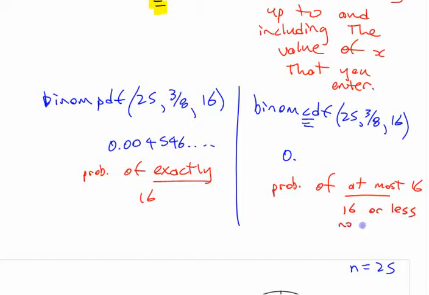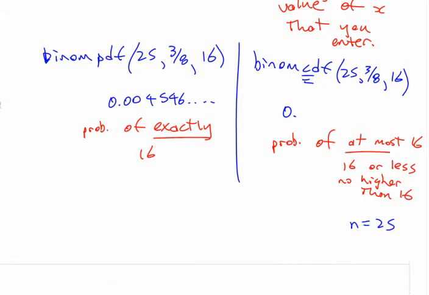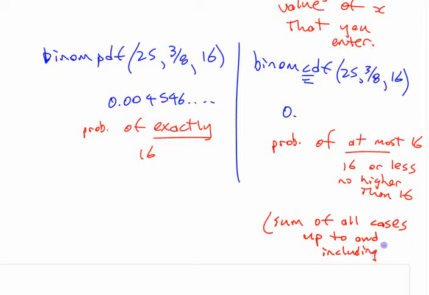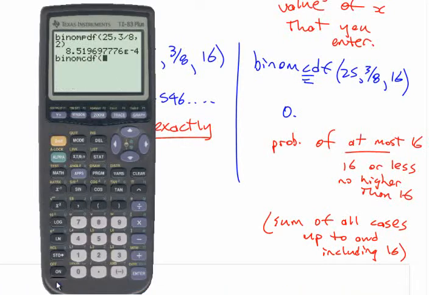No higher than 16. There's a lot of different ways to word it, right? But it gives you the sum of all the ones up to and including 16. I'm going to write this down: sum of all cases up to and including 16. So if you do binom CDF, 25 trials, chance of success each time is 3/8, and you put 16 here, this gives you all the possibilities up to and including 16.